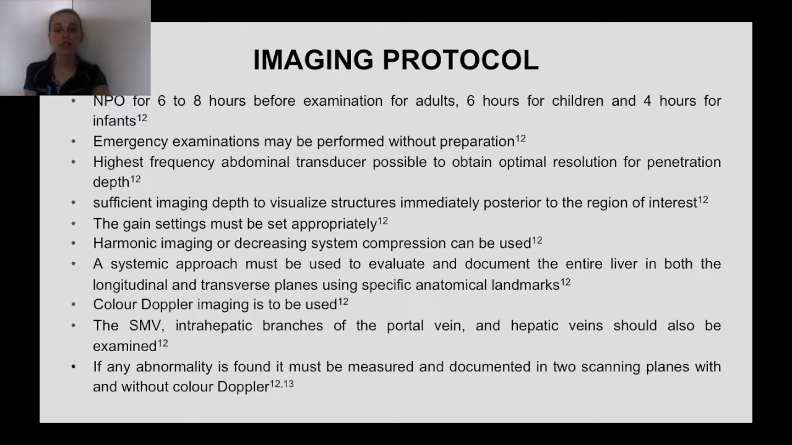We must use the highest frequency abdominal transducer possible to obtain optimal resolution for penetration depth. There must be sufficient imaging depth to visualize the structures immediately posterior to the region of interest. The gain settings must be set appropriately to display the normal liver parenchyma as a medium shade of grey, with adjustments to reduce echoes within the vessels.